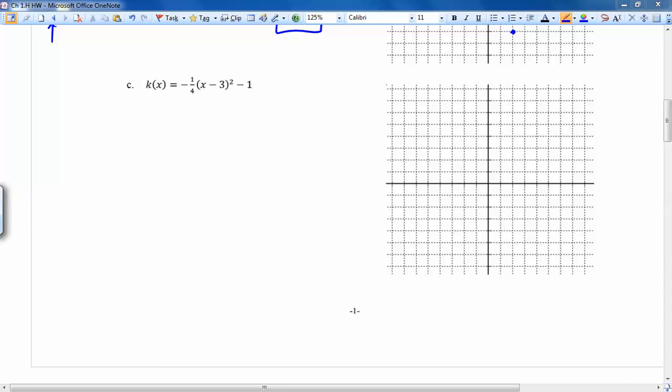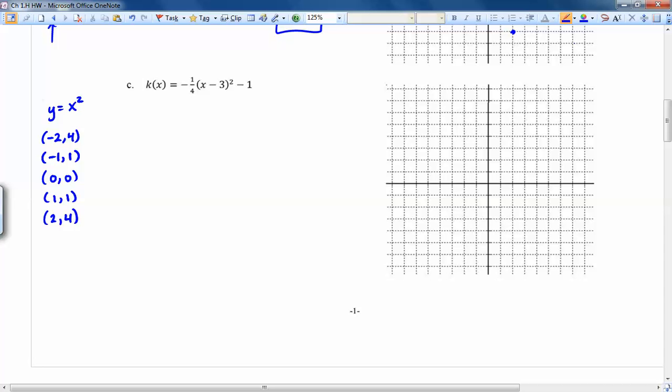Okay, so number 1c on 1h is, well, the parent function is going to be y equals x squared. So some good points to plug in: negative 2, 4. Negative 1 will give me 1. 0, 0. 1, 1. And 2, 4. Okay, so let's look at what we got to do to the function.